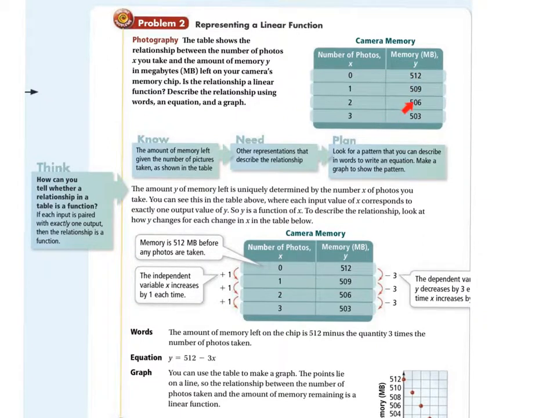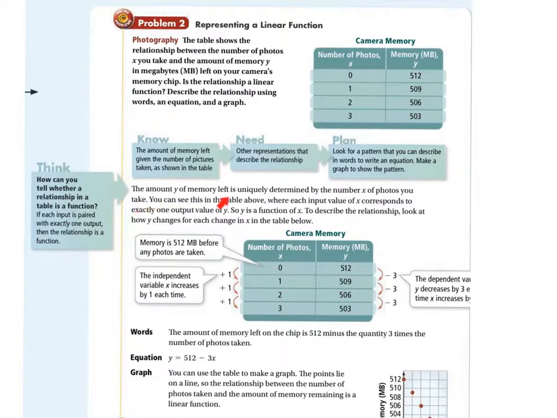It's kind of a pattern going on here, right? Well, you can obviously probably discern that's going to be a linear relationship. So what do you know? The amount of memory left given the number of pictures. Other representations that describe the relationships, that's what you need, right? So I need to write a function, right? Looking for a pattern, that's your plan here.